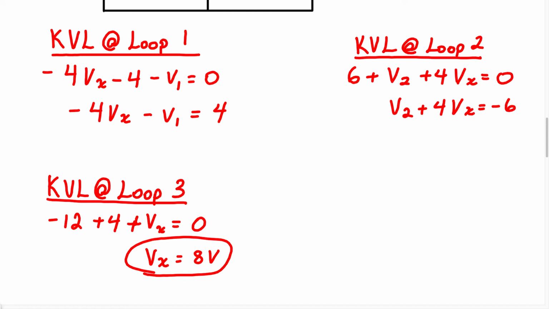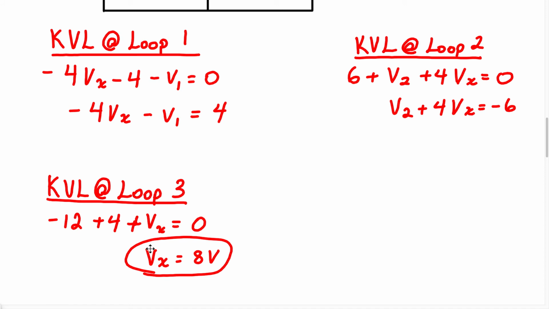Now let's look back up at our KVL equations for loop 1 and loop 2. In this one, we have Vx and V1. So now all we have to do is substitute in the value for Vx into this equation to find V1. And it's very similar for loop 2. We have V2 and Vx, so all we have to do is substitute in the value of Vx into this equation to find V2.